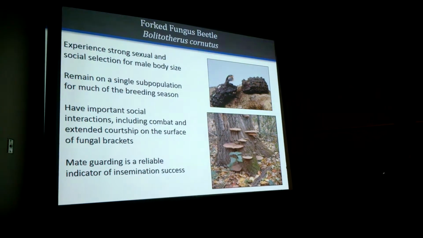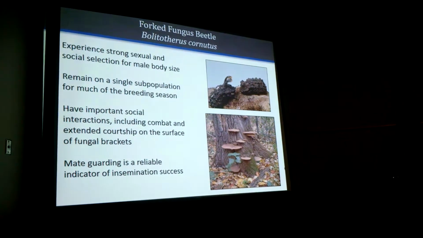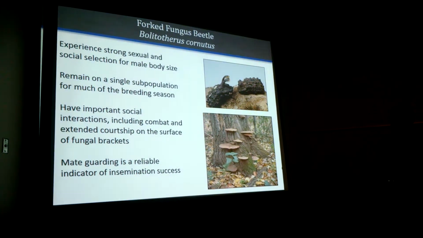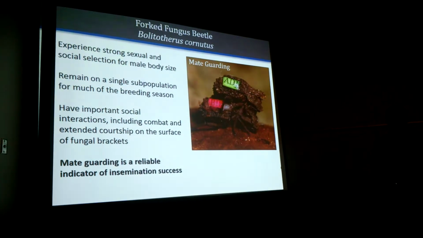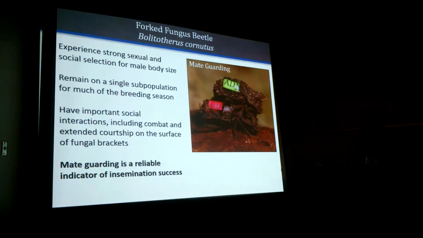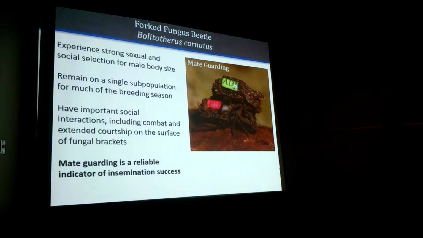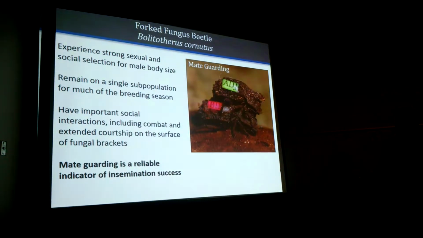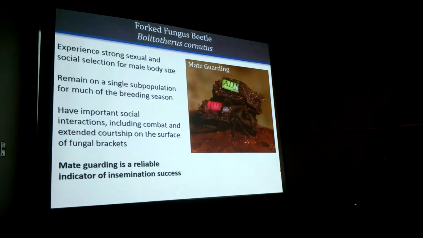So I can go out with a small army of undergraduates and we can survey an entire population over the course of a day and see all of the social interactions. One of the other nice things about this system is they have a really stereotypic mate guarding behavior, where the males climb onto the back of the females and they face head to head. And this has been shown to be a very reliable indicator of insemination success. So this is going to be our fitness component to define mating success.